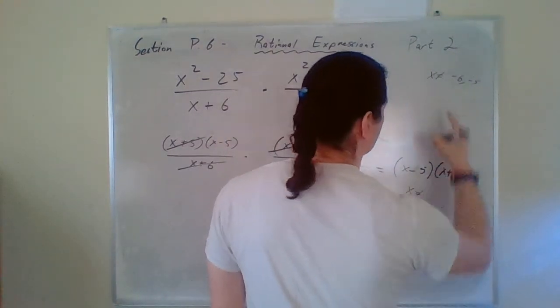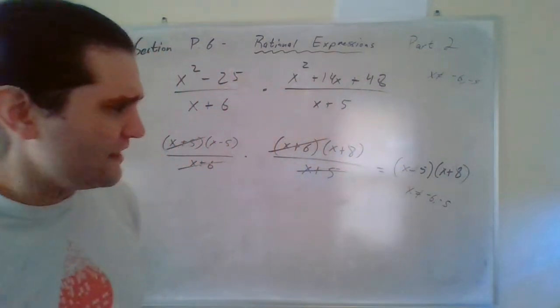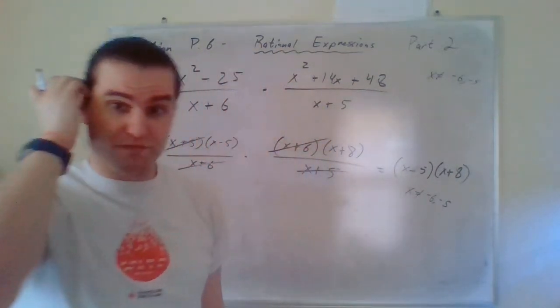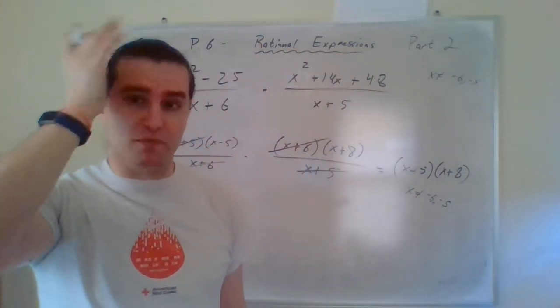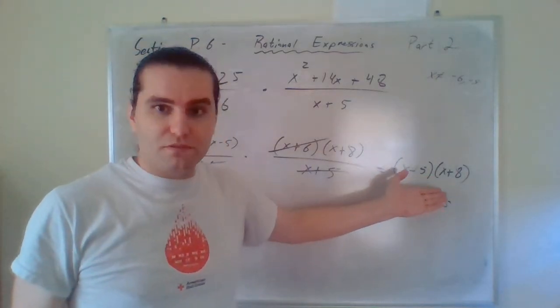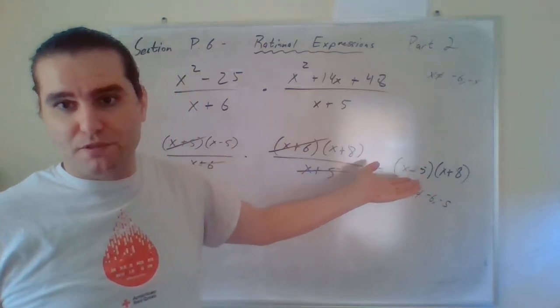X cannot equal negative 6 and negative 5. I think you should just be able to leave these alone for your final answers on my math lab. I might be wrong. Check that. If you do have to multiply this out, the good news is you know how. We've done section P4. We know about multiplying polynomials.